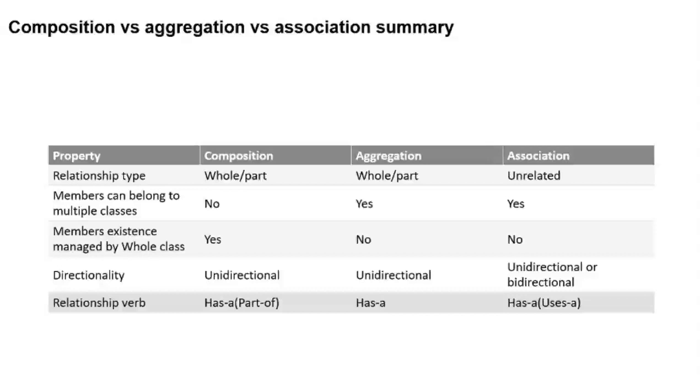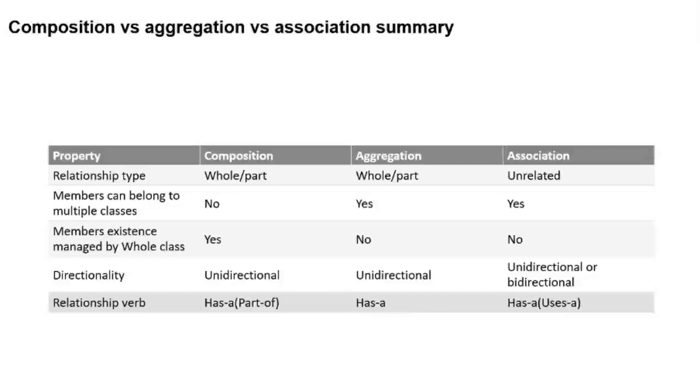Finally, we will see the summary of composition, aggregation and association. If we differentiate these three relationships by different properties, the first property is the relationship. In composition, the relation type is whole and part. In aggregation also it is whole and part. And in association it is no longer whole and part. It is unrelated, because in association anything can become a part or anything can become whole. For example, in the doctor and patient relationship, sometimes the patient becomes the part of a doctor and sometimes the doctor becomes part of a patient. That's why we say the relationship is unrelated.